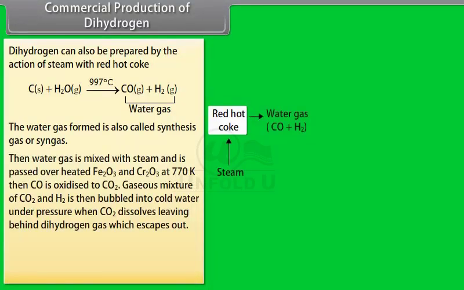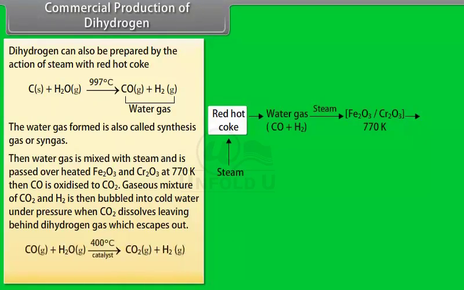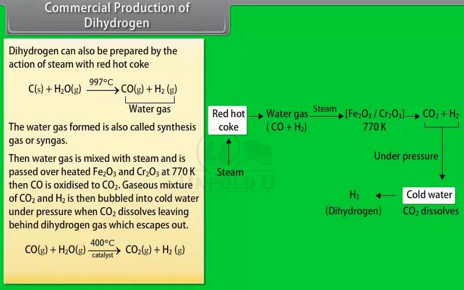Then water gas is mixed with steam and is passed over heated Fe2O3 and Cr2O3 at 770 Kelvin. Then CO is oxidized to CO2. Gaseous mixture of CO2 and H2 is then bubbled into cold water under pressure when CO2 dissolves, leaving behind dihydrogen gas which escapes out. This reaction is called water-gas shift reaction.